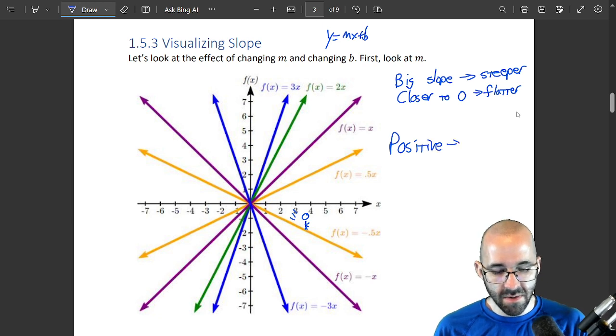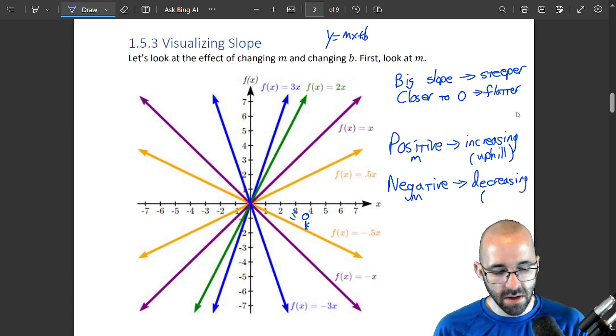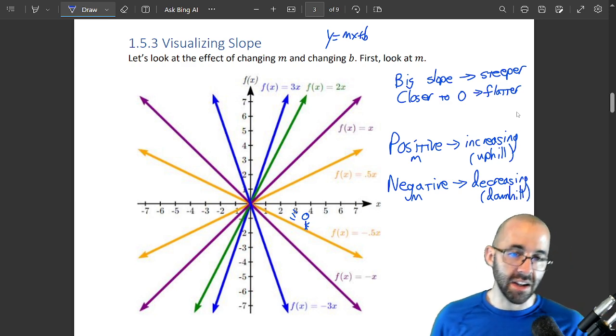Again, positive m is increasing or uphill from left to right. And negative m is going to be decreasing or going downhill. We'll use that in some examples in this section.